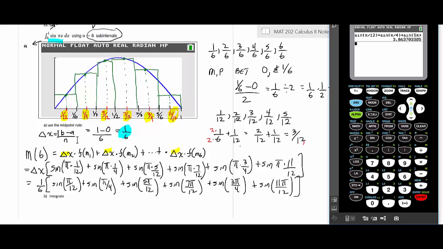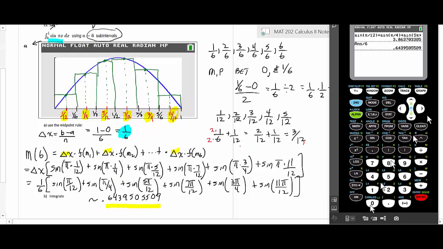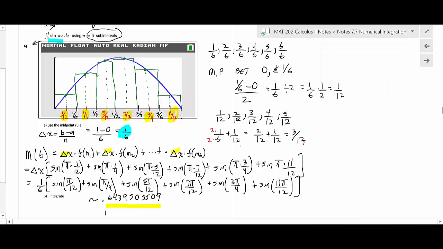Now I've got to multiply everything by 1/6. Don't forget about the delta x, so I'm going to divide that by 6. Okay, so I get this. Yeah, and that's what I have on my notes. So hallelujah, I got that right. Okay, so let's just write that down. That's approximately 0.64395055509. And I'm going to use all those decimals because we're going to get an approximation.